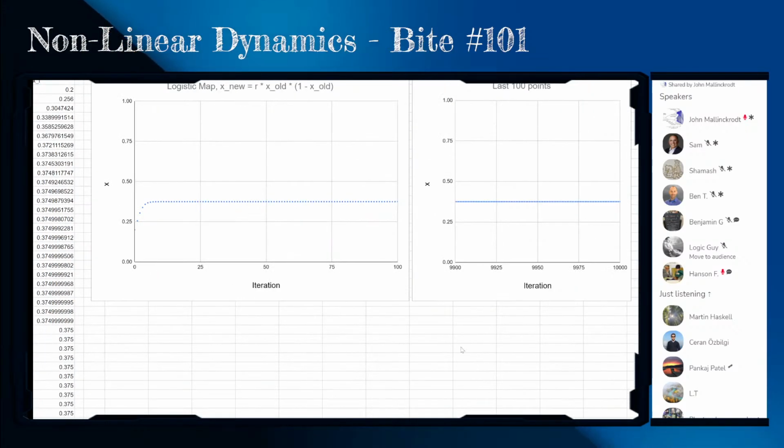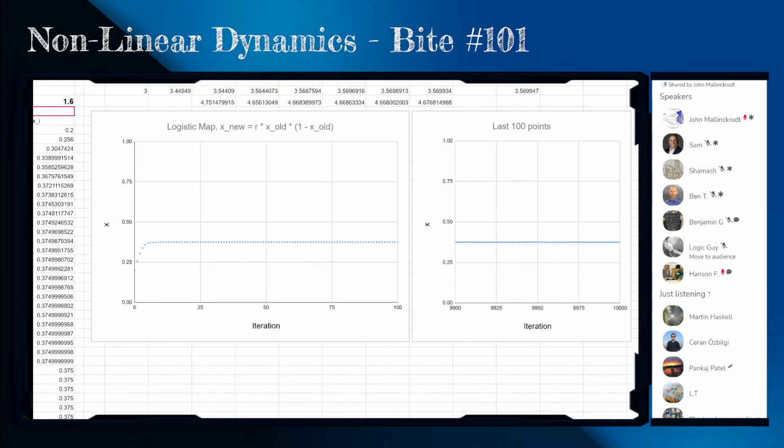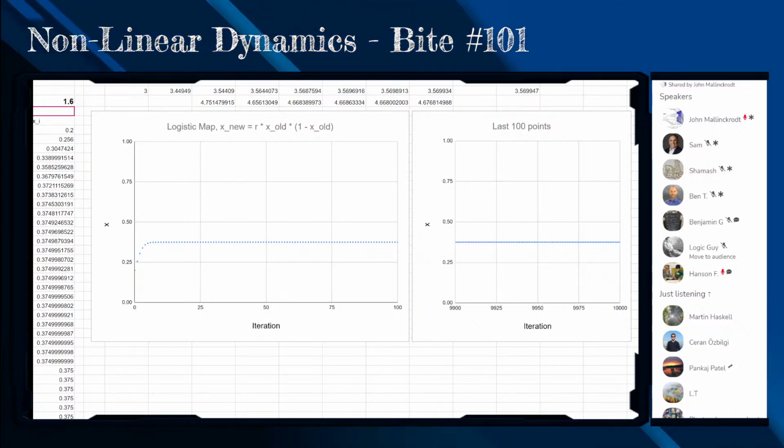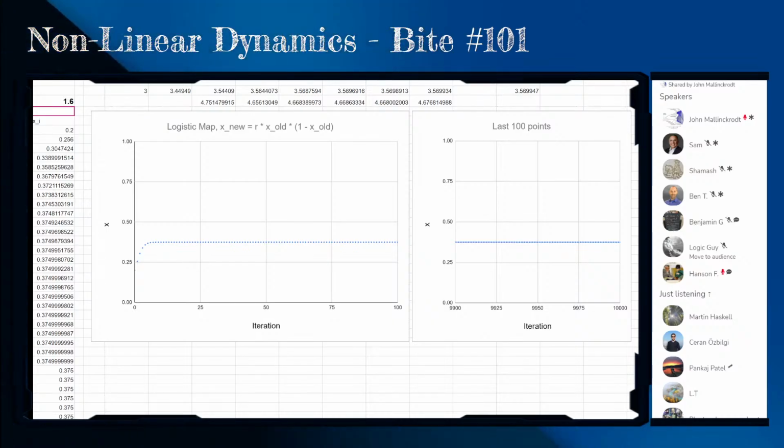Now I also have, just for future reference, just to the right of that graph, another graph that shows you the last 100 iterations of the 10,000 iterations that are in that table. And that'll come in useful in some particular cases.